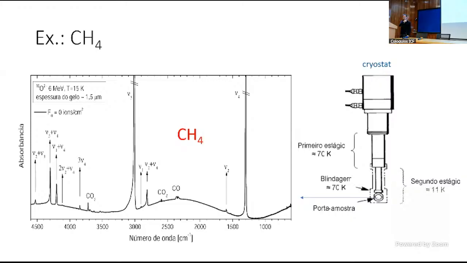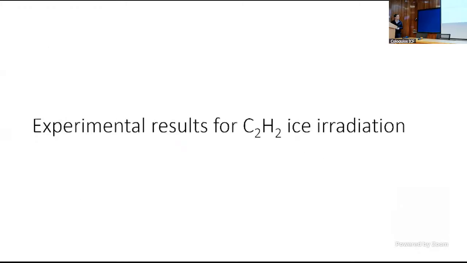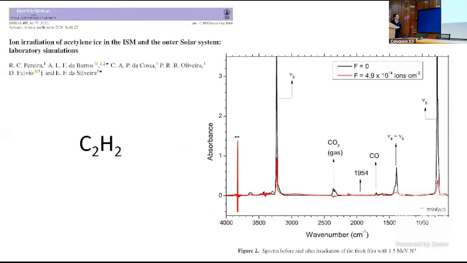But it's very common. It's not something specific to this target. It's something very, very common. It happens also with C2H2, as you'll see in a minute. So this is from the group of Enio also, 2020. And this is a typical spectrum that they got there for C2H2.